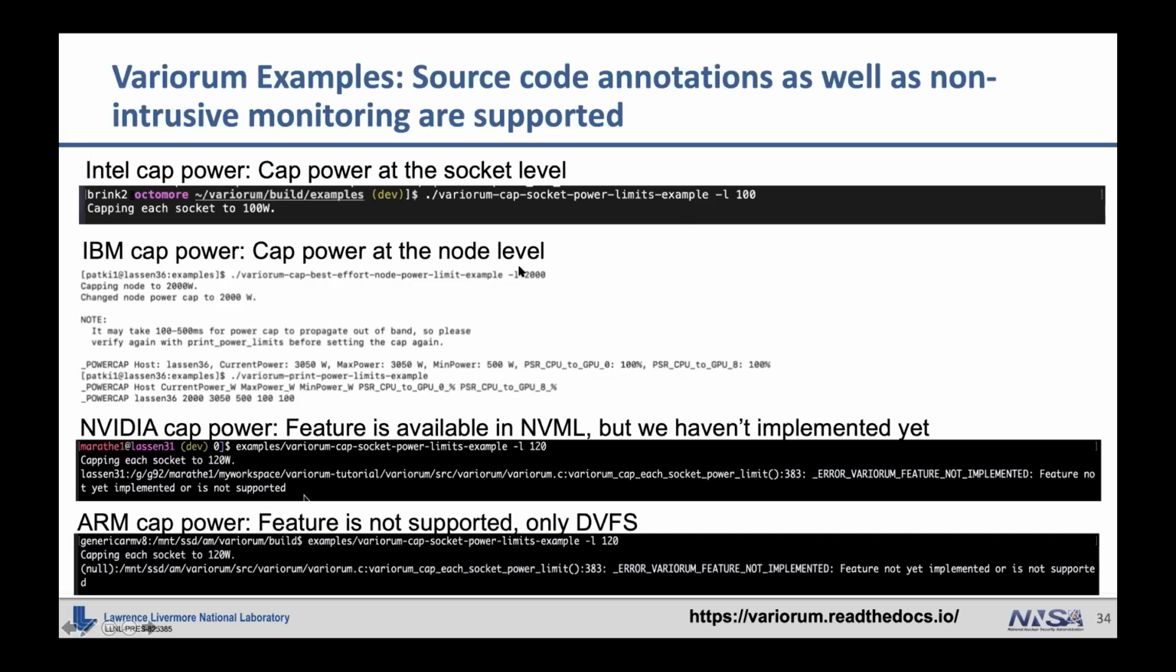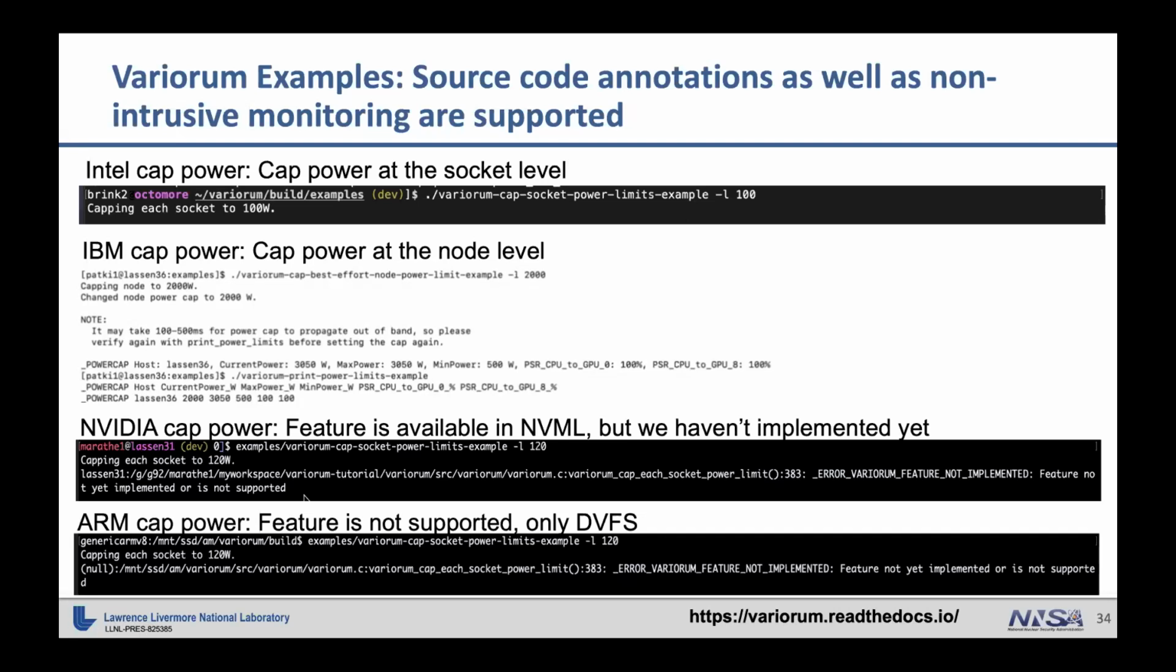For IBM, this was the example we showed, which doesn't provide a socket level power cap, but does provide a node level power cap. For NVIDIA and ARM, what you'll get for this cap socket power limit example is this error from Variorum indicating that the feature either hasn't been implemented yet or that the feature does not exist on the platform. So we haven't yet tried to tease out those two differences in terms of the error message that you're getting.